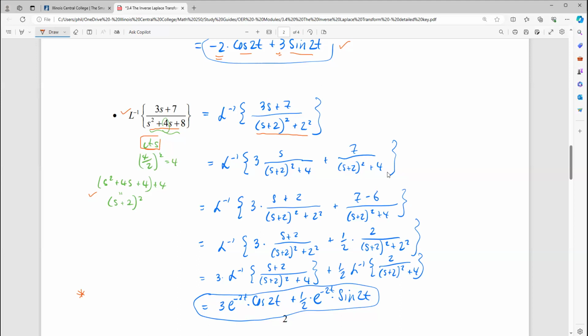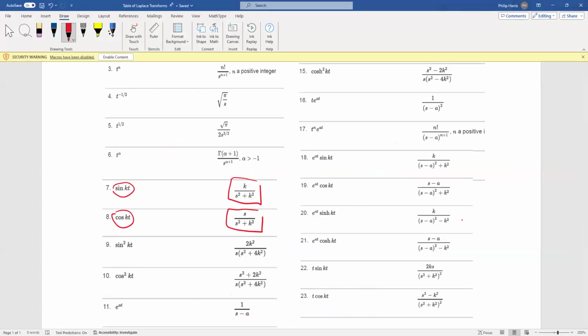So the reason we're looking to do this is, once again, because if I look at my Laplace table, we have something that looks like this. Numbers 18 and 19 have this s minus a squared plus k squared in the denominator. And that is what I have. So these are what we're going to be applying. These are going to end up looking like e to the at sine kt, e to the at cosine kt. So let's go back to the problem and see what we can do here.